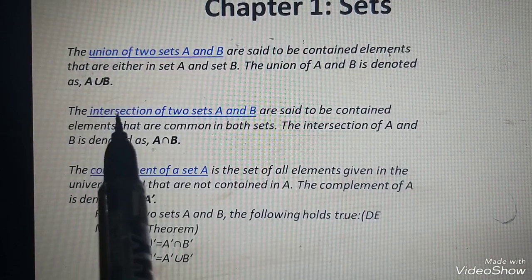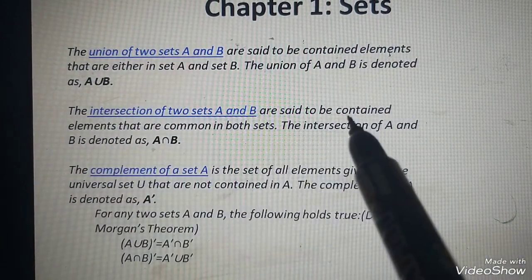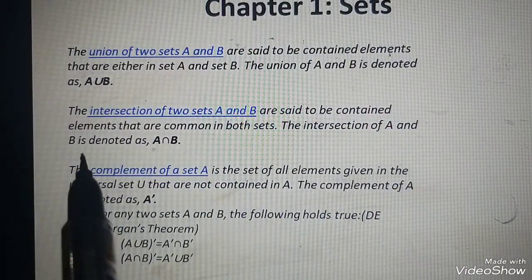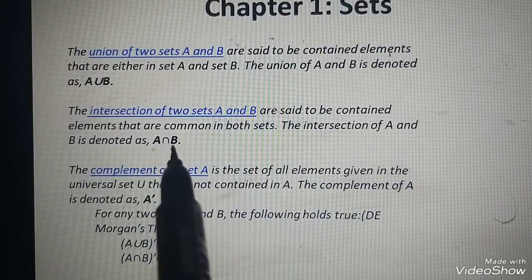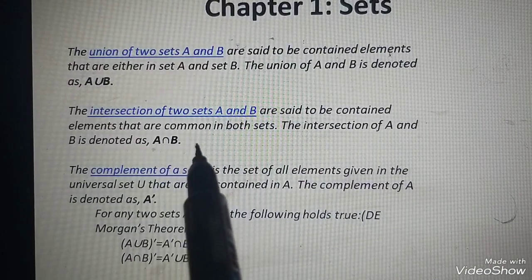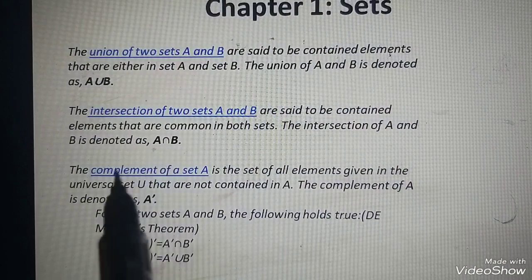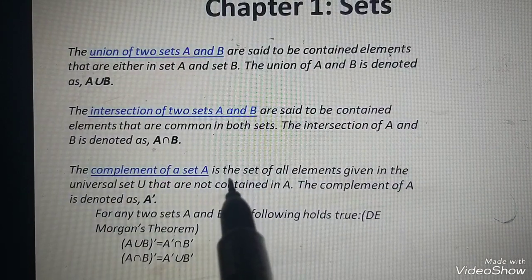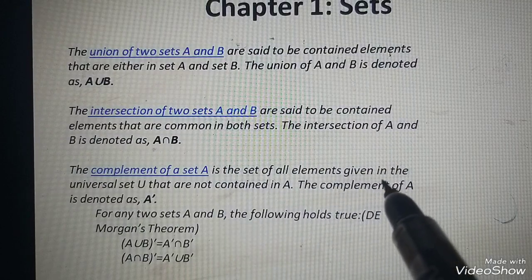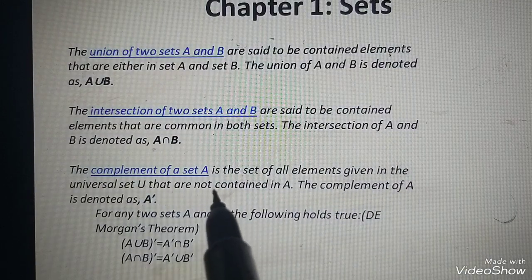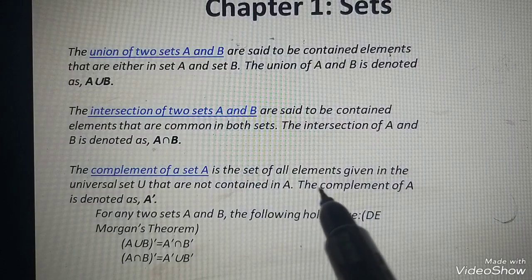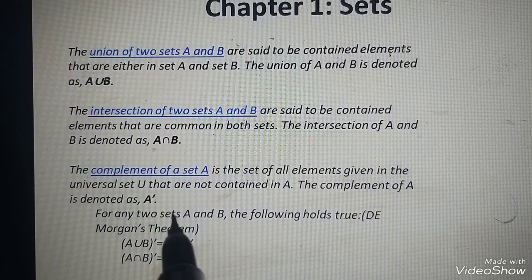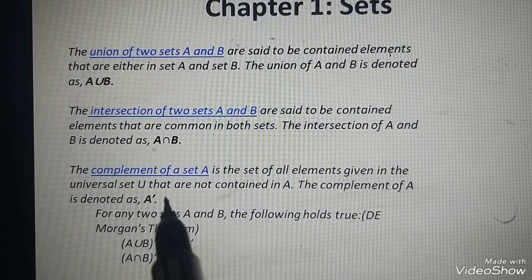The intersection of two sets A and B contains the elements that are common in both sets, and the intersection is denoted as A intersection B, which we write like this. Now the complement of a set A is the set of all elements in the universal set U that are not contained in A. The complement of A is denoted as A dash, or we read it as A complement.